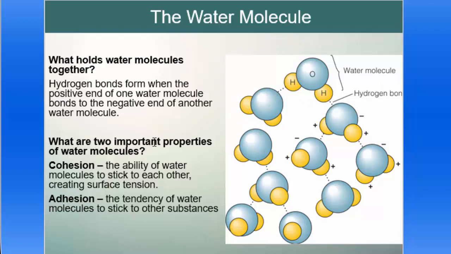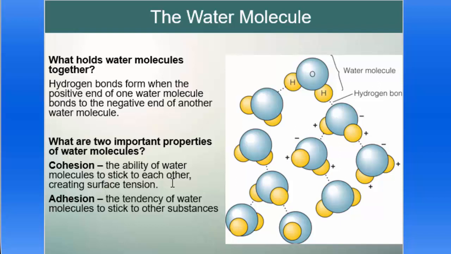So what are the 2 most important properties of a water molecule? Well, it's cohesion and adhesion, and it's because of this hydrogen bond. The hydrogen bond allows cohesion, the ability of water molecules to stick to each other. That creates surface tension. Take a drop of water, put it on the table. It doesn't spread out to one thin layer of one molecule thick water on the table. It stays in a little drop. That's the surface tension holding that water together.